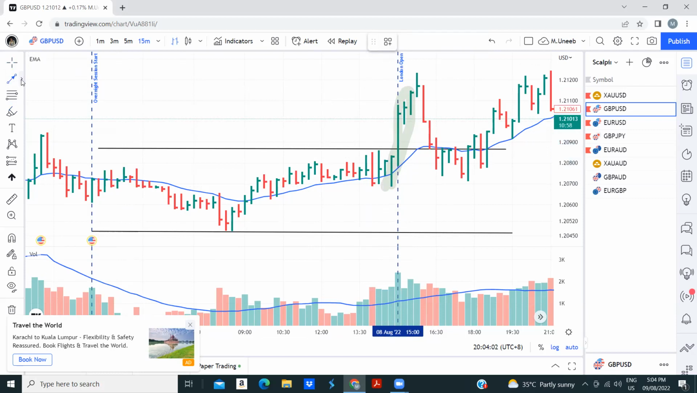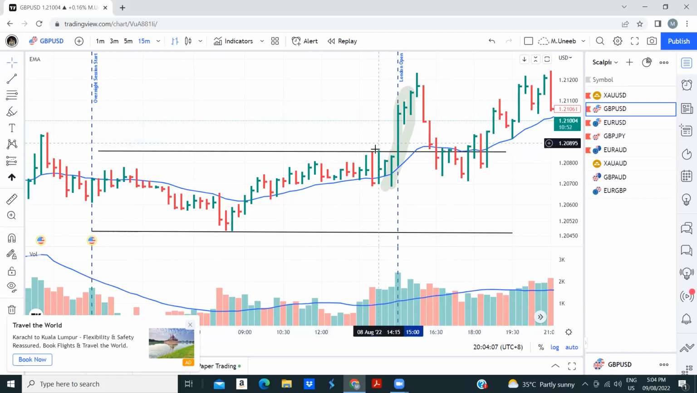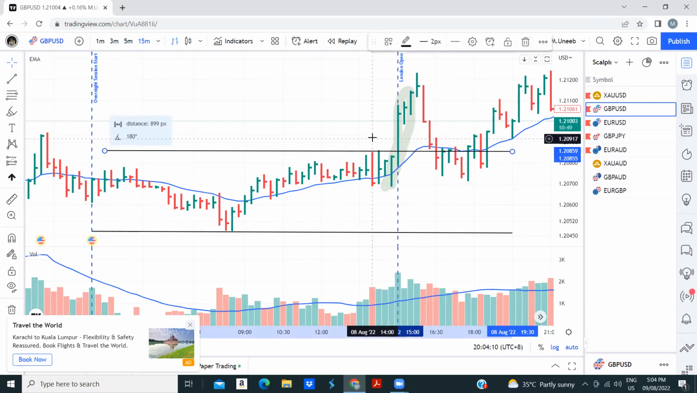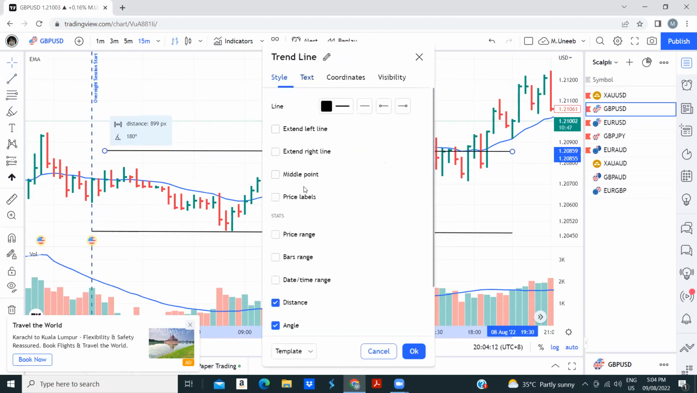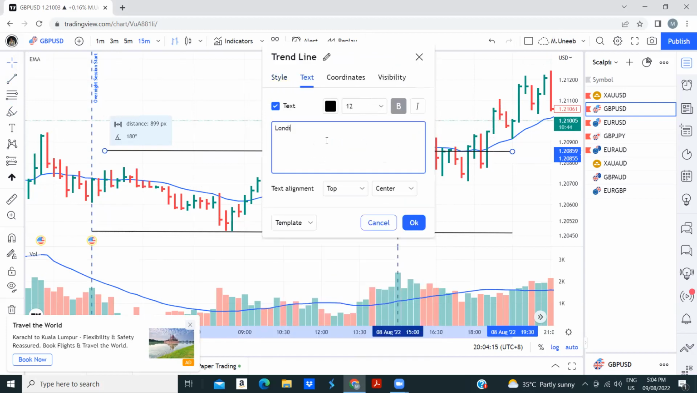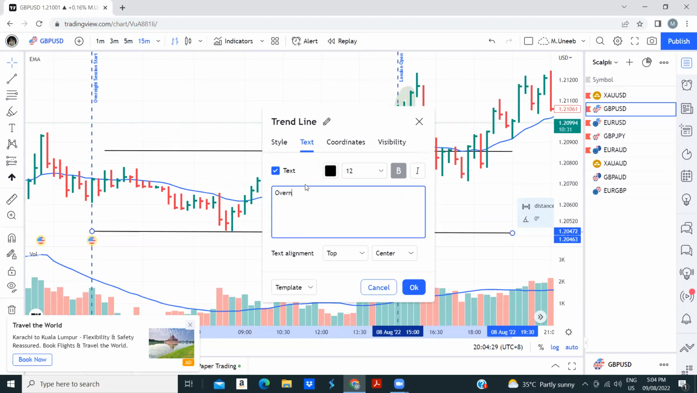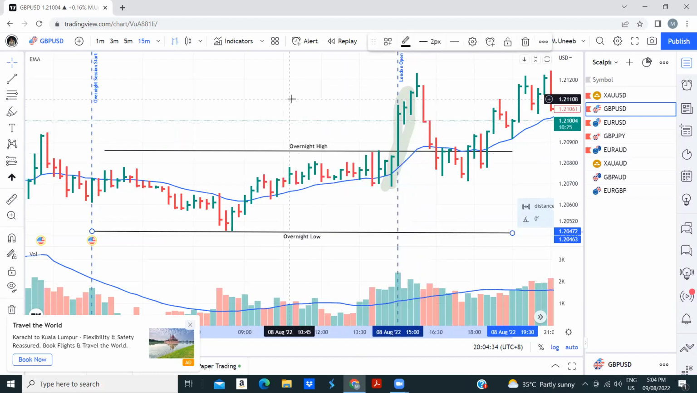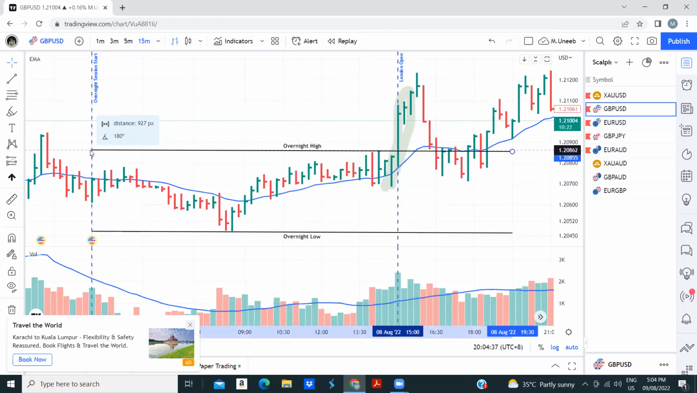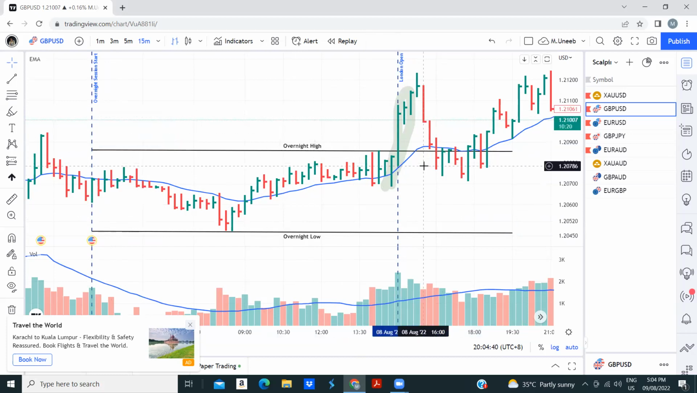So what I'm going to do is mark from here the last high, which was this one. I'll grab it. Now I will do one simple thing here: I will write down my overnight high, that's it, nothing more than that. And this would be overnight low. That's it, bottom. Overnight high, overnight low. Any confusion so far?